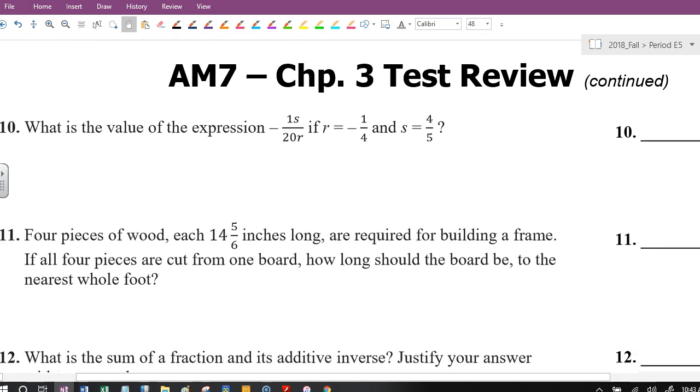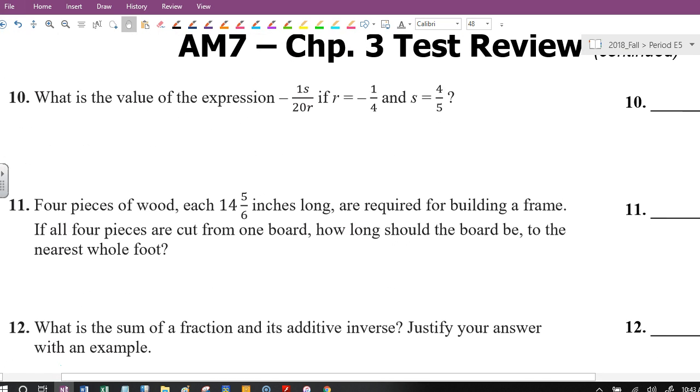All right. Let's move on, shall we? Well, let's see. How much?